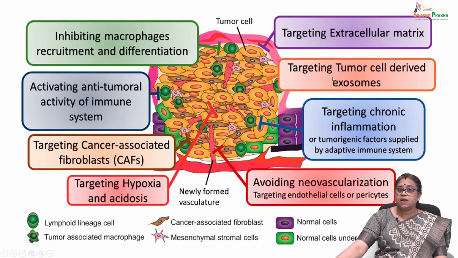We can target the tumor cell-derived exosomes. We can target the chronic inflammation or the tumorigenic factors which are supplied by the adaptive immune system. We can have targets which can avoid the neovascularization; we can target the endothelial cells or the pericytes, targeting the hypoxia and the acidosis which is associated, targeting the cancer-associated fibroblasts. Activating the anti-tumoral activity of the immune system is possible, and we can also inhibit the macrophage recruitment and differentiation. So the whole lot of these things are possible today with drugs and small molecule inhibitors. And that's exactly what we will be covering in today's lecture.